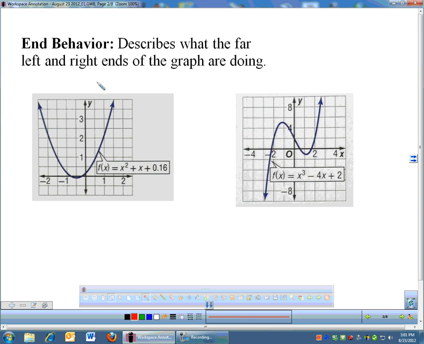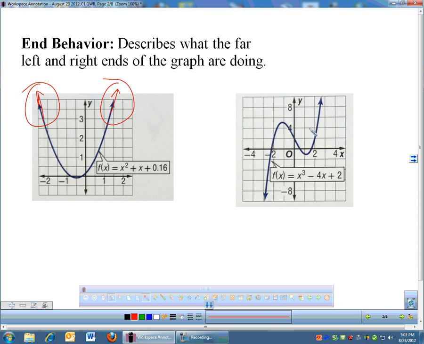Right, end behavior, that describes what the far left and right ends of any graph are doing. If you look at these two graphs, and I'm going to be kind of lenient at first, but eventually I'm going to be real particular about how you say this. But for now, our left end's going up, and the right end's going up. And so that's the end behavior. What's happening in the middle, even though it comes down and goes back up, the middle doesn't matter. I'm completely ignoring that part. I'm only looking at what happens on the far left and the far right. And in this case, both ends are going up.